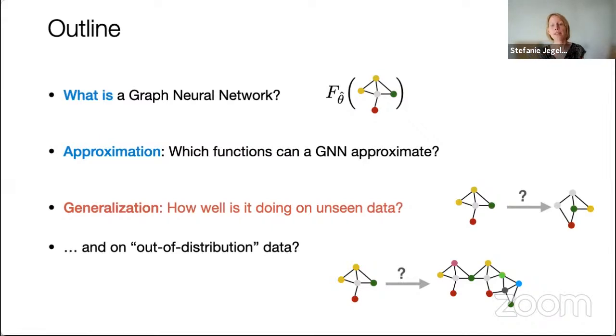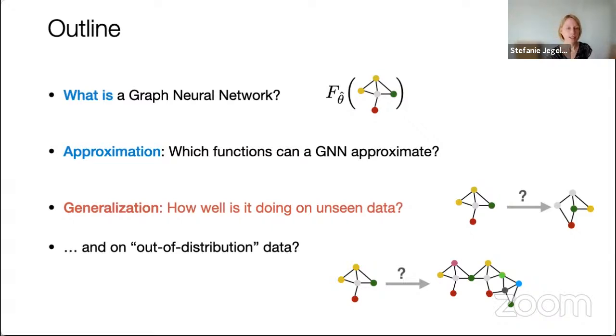And we will first look at generalization by saying I have my function, I estimated the parameters of my message passing network. Now I get a new data point from the same distribution. How well am I expecting to do? And in the last part of my talk, I will go one step further and make this even more difficult and say, what if that new data point is actually from a different distribution? Maybe this is a graph that looks much larger than anything that I have seen in my training data. So what would my neural network actually do?